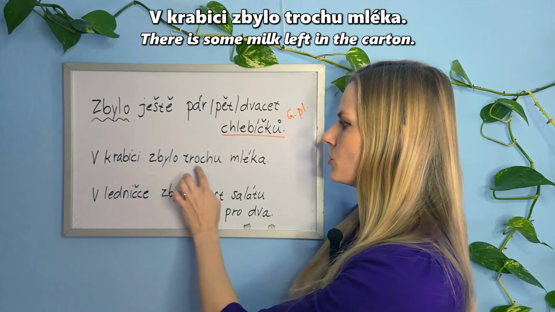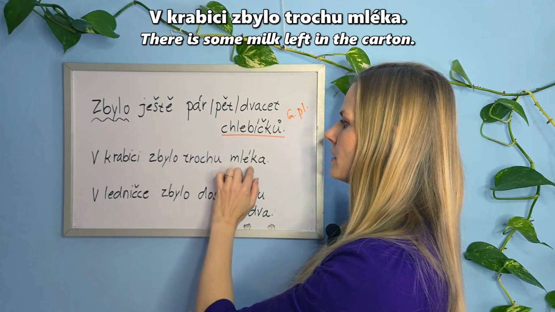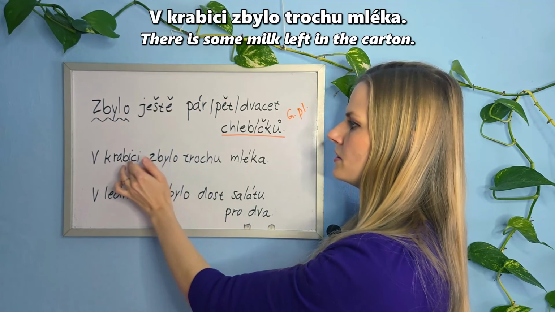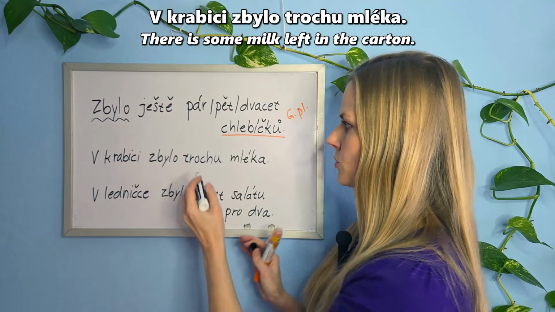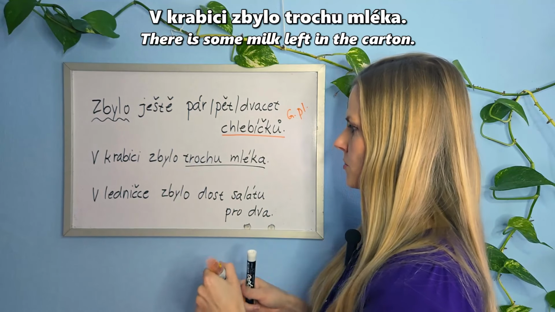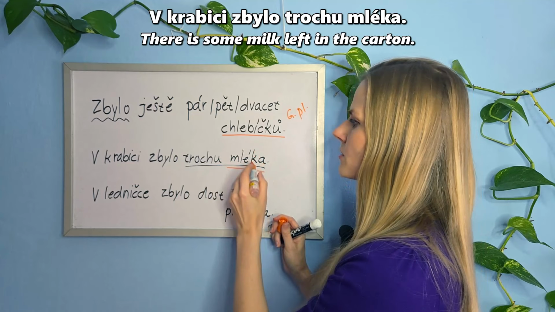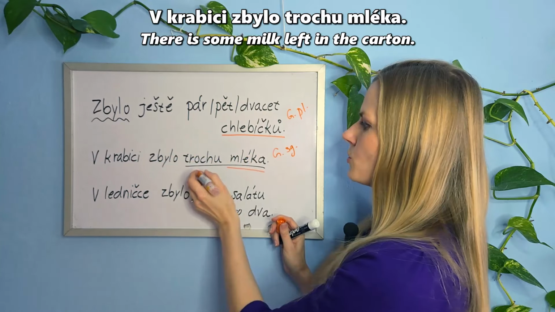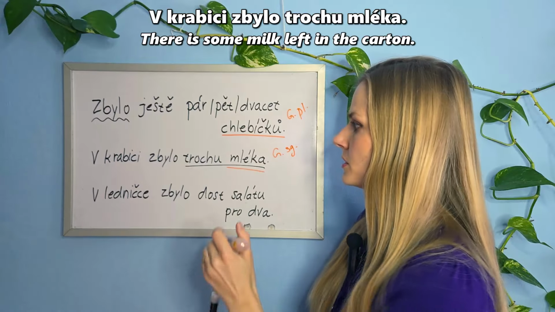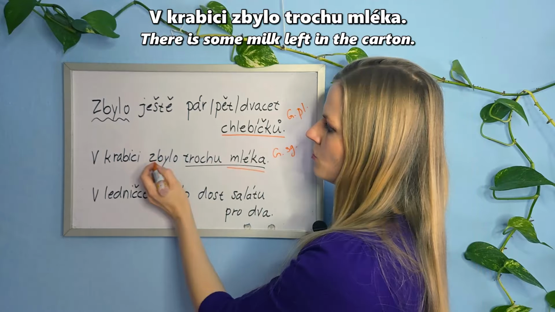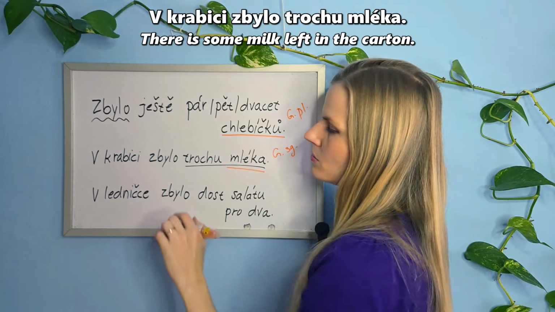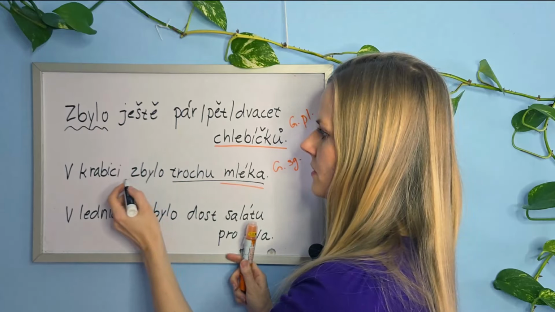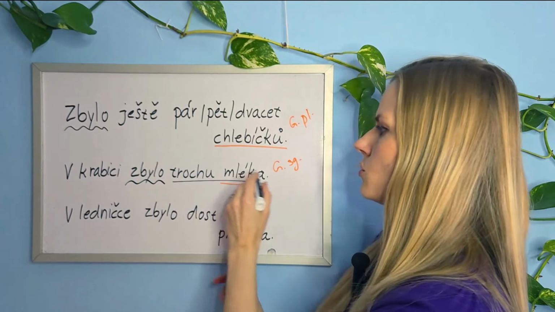V krabici zbylo trochu mléka. There is a little bit of milk left in the box, in the carton. Trochu mléka. You can notice mléka is genitive singular, but it's the same thing. So this is genitive singular. Trochu mléka, because it's uncountable. A little bit of milk was left in the box, or is left. V krabici zbylo trochu mléka.